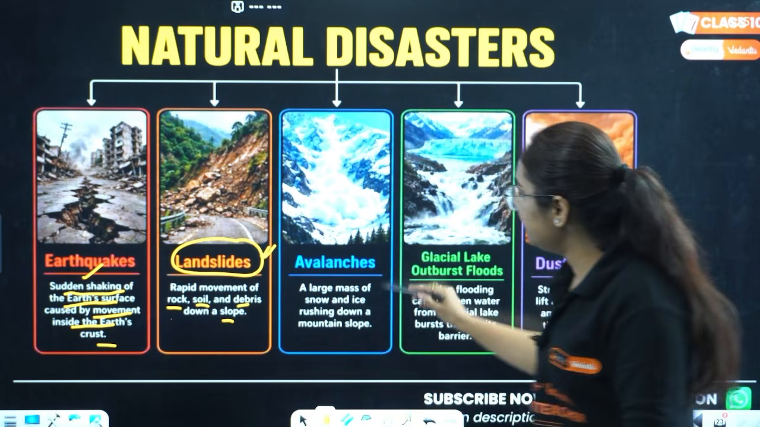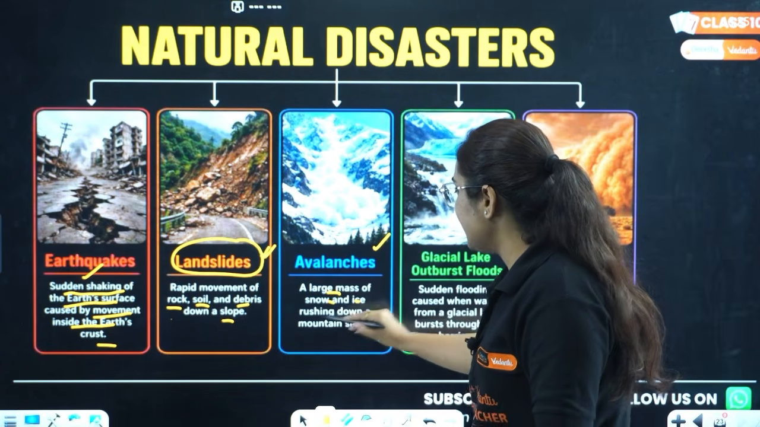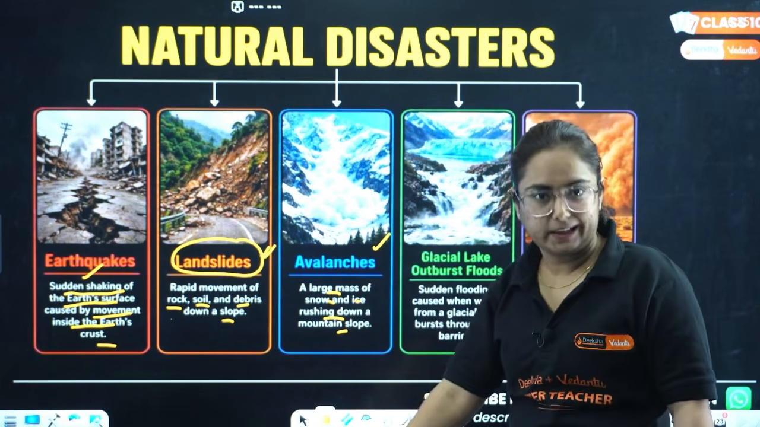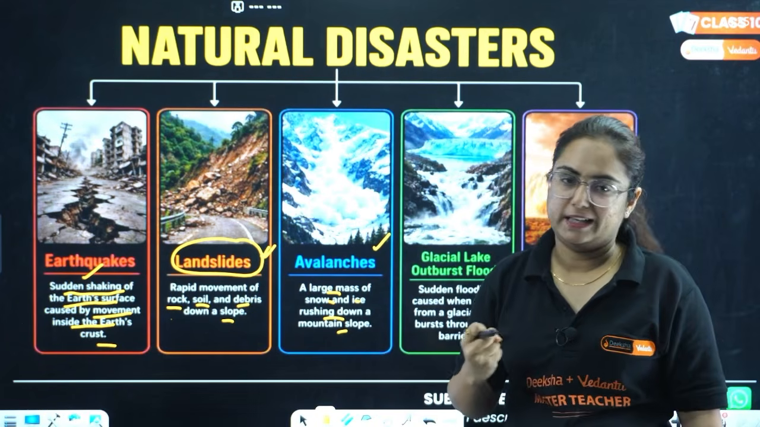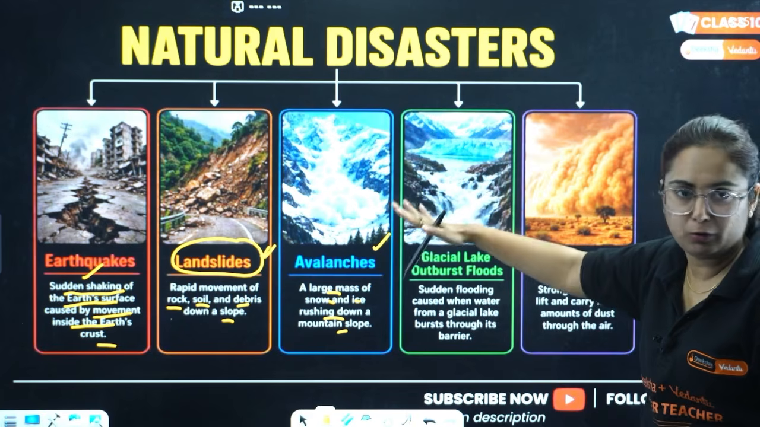Okay. The third is avalanches, a large mass of snow and ice rushing down a mountain slope. Similarly, like here the rock is sliding down, here glaciers or snow or ice is sliding down. This may happen in the Himalayan region, where it is a snow-bound area.